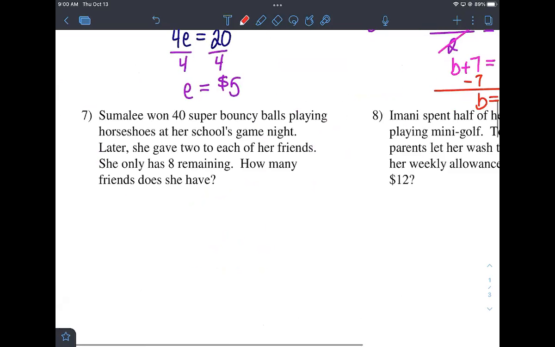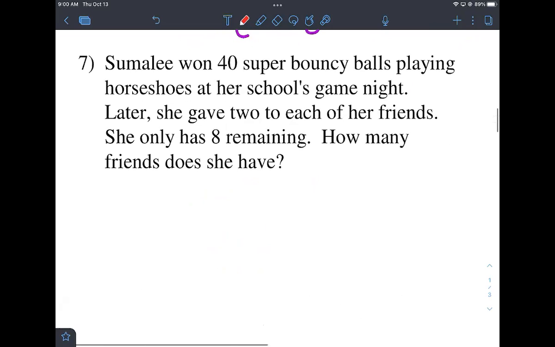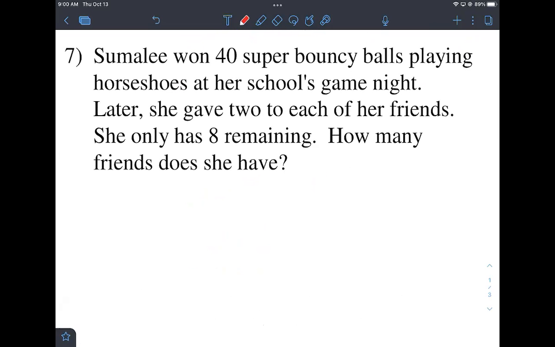Number 7, we're now 75% of the way down the worksheet. Suma Lee won 40 super bouncy balls playing horseshoes at her school's game night. Later, she gave 2 to each of her friends. She only has 8 remaining, 8 bouncy balls remaining, not 8 friends. They didn't pass away. How many friends does she have? So what are we trying to find? Friends. Yeah, not bouncy balls.